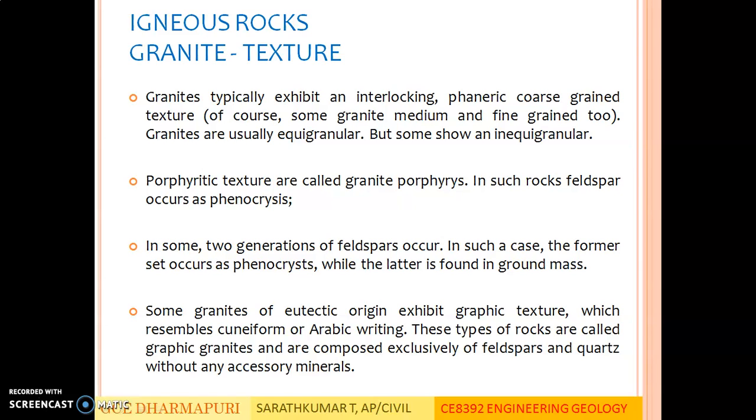Some granites of eutectic origin exhibit graphic texture, which resembles uniform or Arabic writing. These types of rocks are called graphic granites and are composed exclusively of feldspars and quartz without any accessory minerals.